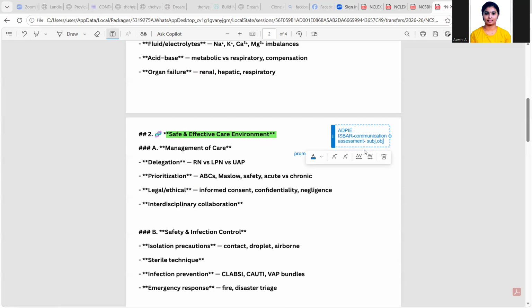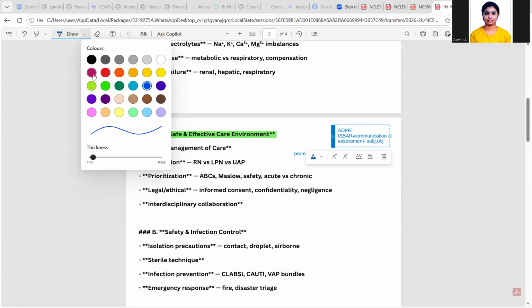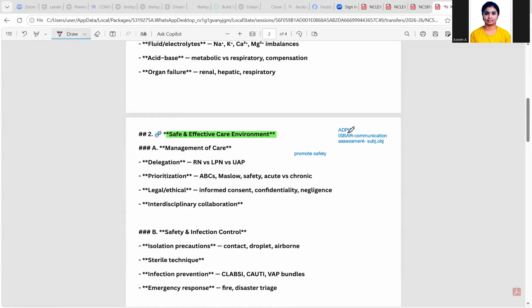For example, by doing the assessment itself, we can identify which system is mostly affected. If it is the respiratory system, we can make the nursing diagnosis according to the priority of the problem which is observed or reported by the client. On the basis of the priority of the problem, we can plan the care. That is the planning. Then whatever care we have planned, we can implement in the client.